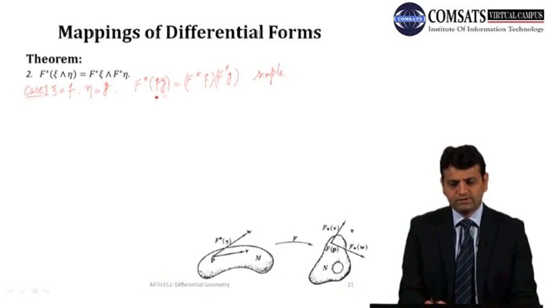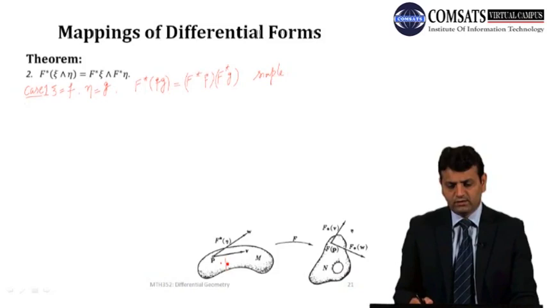So basically what is the domain? So just take any point P of the surface M and prove that this holds for this expression. Now let's consider case 2. So case 2 is when xi is a function and eta is a one form.